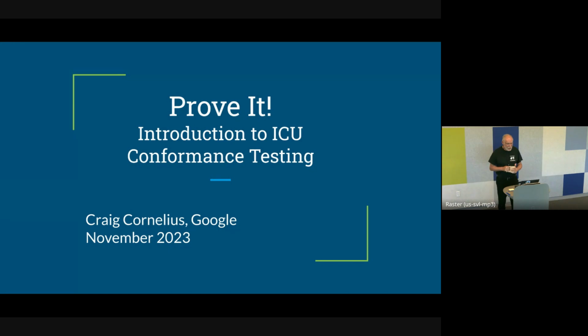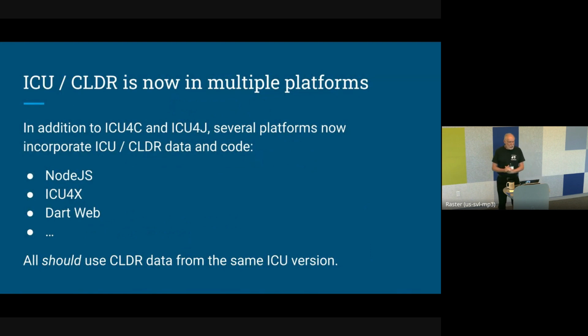I'm Craig Cornelius. I'm going to talk about something that's less exciting than languages, but a topic that is about Unicode and conformance testing. Right now, ICU and CLDR data are available on not just ICU for C and ICU for J, but a number of other platforms. For example, NodeJS, which is available in many browsers as a built-in form of JavaScript, has Unicode data in it. ICU for X, you're going to be able to hear about today, which is another platform kind of built from scratch, but again, using CLDR and ICU information.